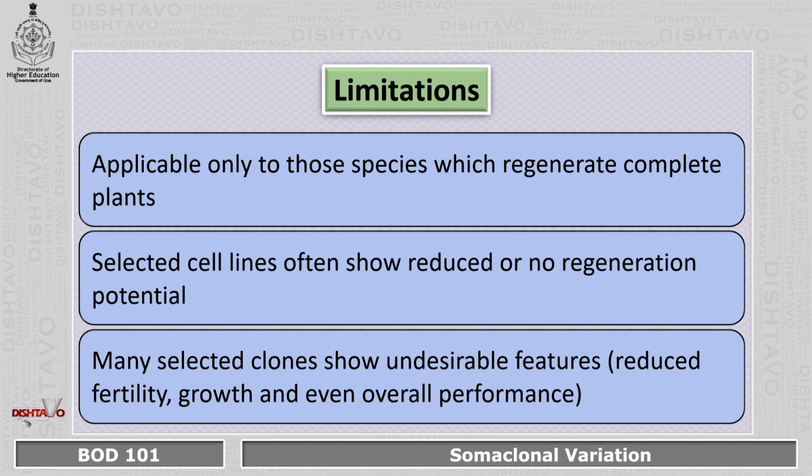The limitations of somaclonal variation are: somaclonal variation is applicable only to those species which regenerate complete plants. Selected cell lines often show reduced or no regeneration potential. Many selected clones show undesirable features such as reduced fertility, reduced growth, and even reduced overall performance.